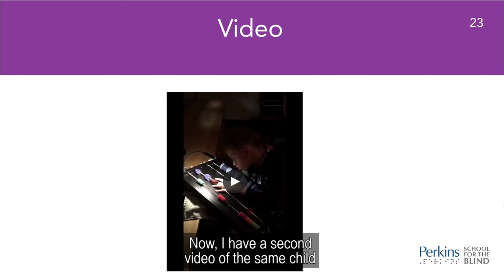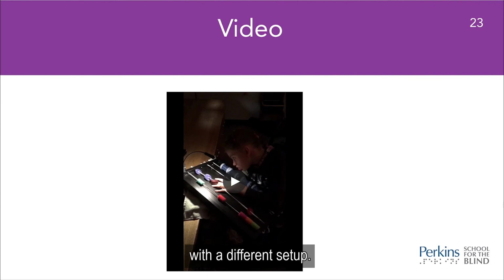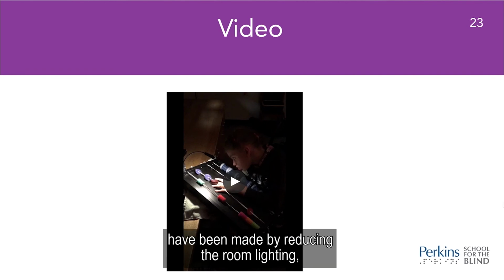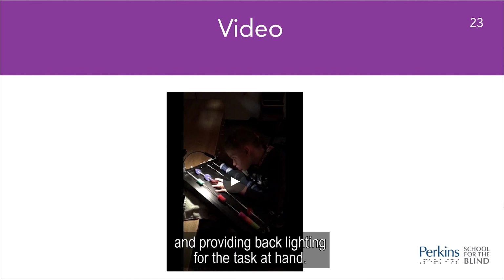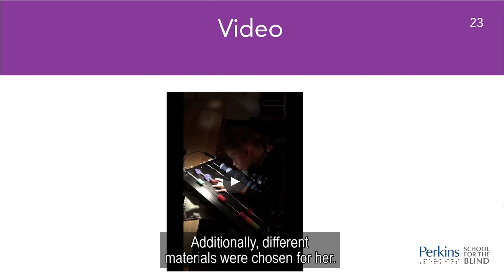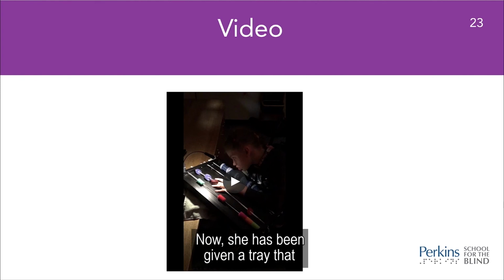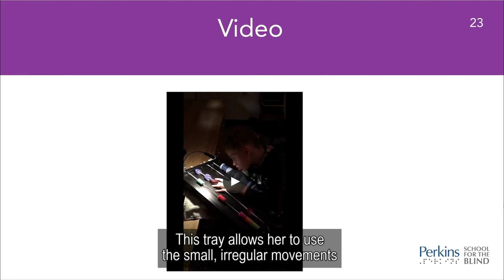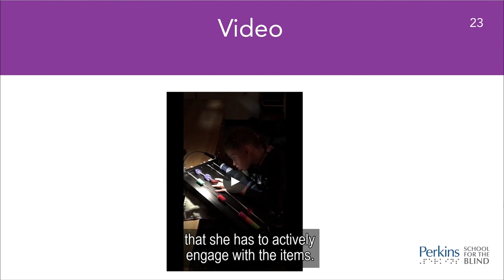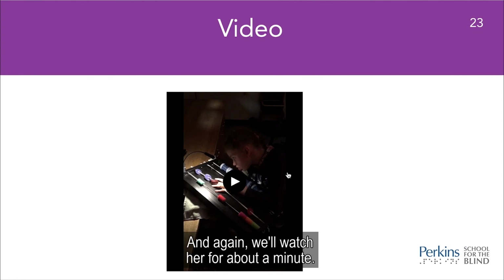Now I have a second video of the same child with a different setup. In this video, CVI accommodations have been made by reducing the room lighting, reducing visual clutter in her space, and providing backlighting for the task at hand. Additionally, different materials were chosen for her. Now she has been given a tray that has several items with salient features attached by elastic. This tray allows her to use the small, irregular movements that she has to actively engage with the items. And again, we'll watch her for about a minute.